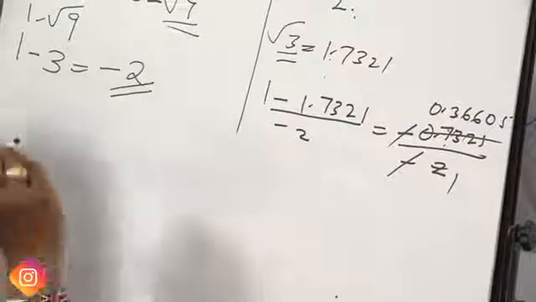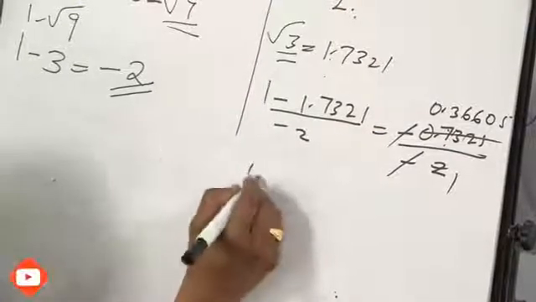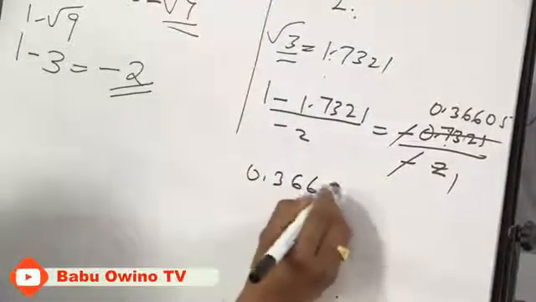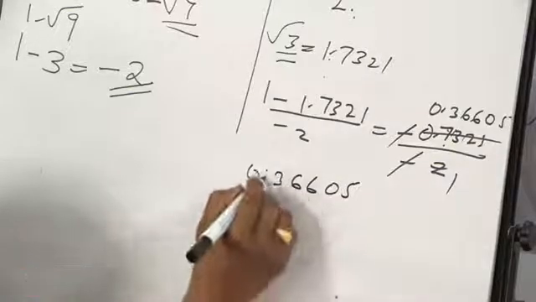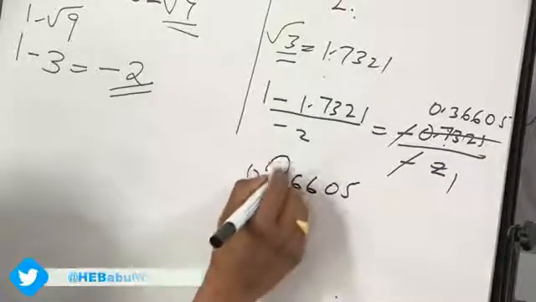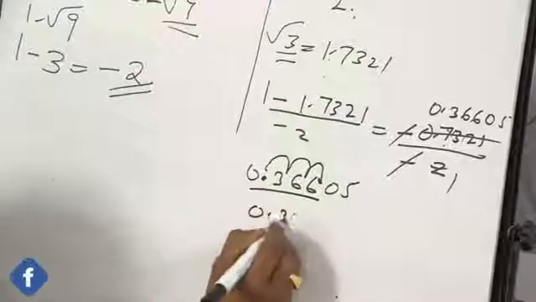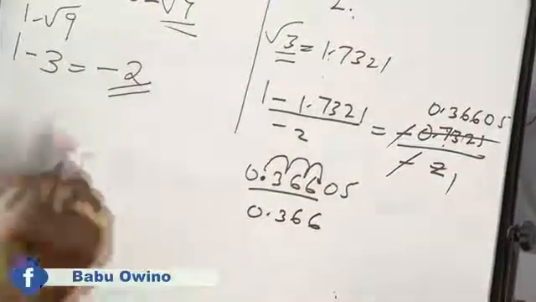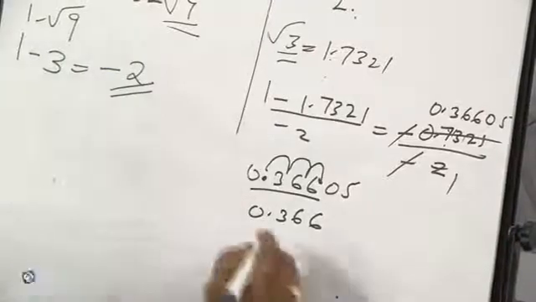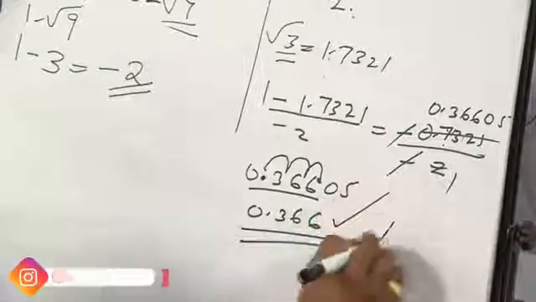They want us to get our value to 3 significant figures. So you start from where there is the decimal point and count 1, 2, 3. Where 3 is, that is our answer, 0.366. We are done with it.